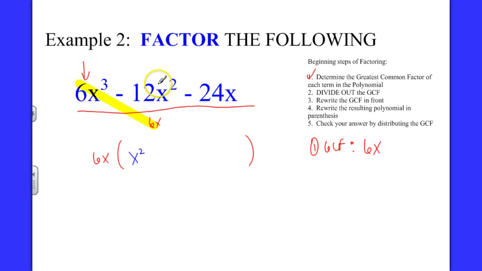Here we have 12x squared divided by 6x. 12 divided by 6 is 2. And x squared divided by x is just x. Right? I just divided this right here. That's what I just did to get 2x. And now we have to divide 24x divided by 6x.